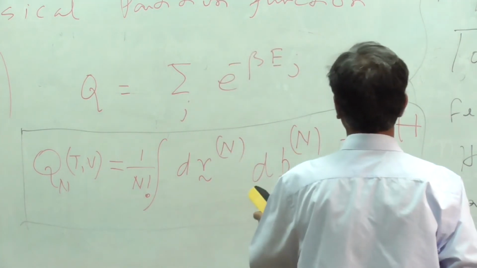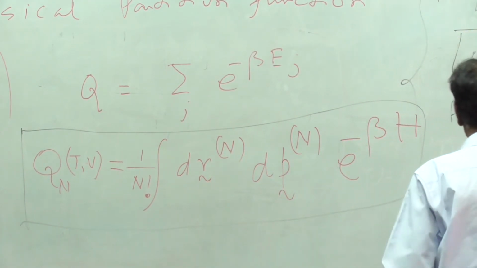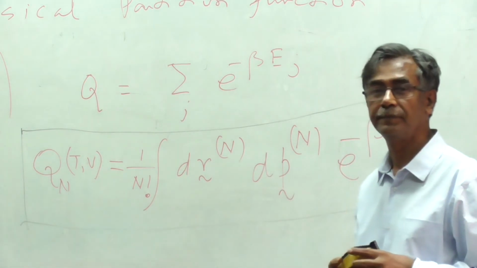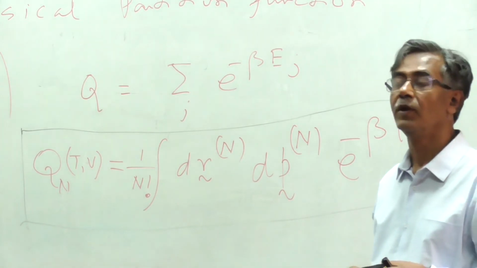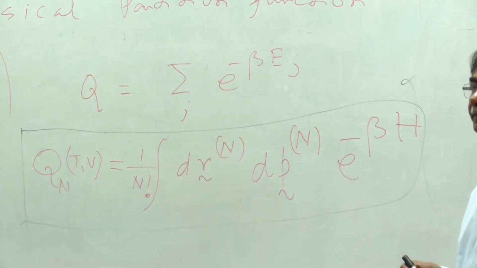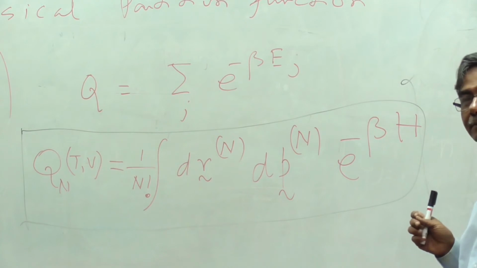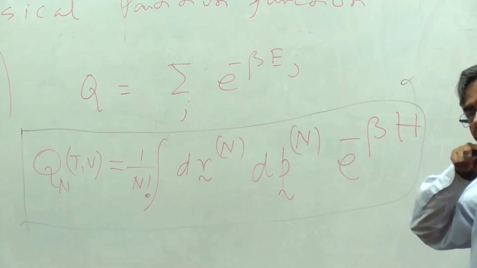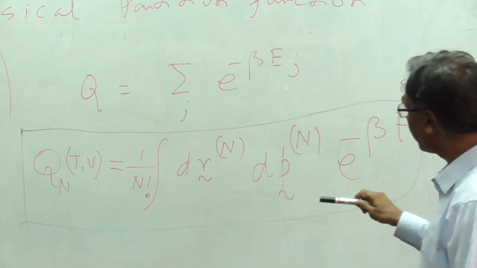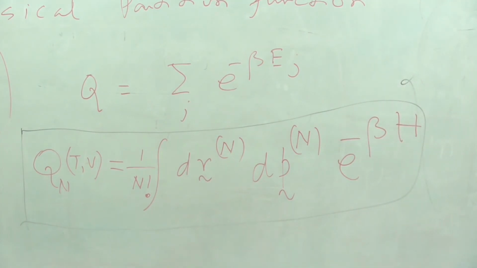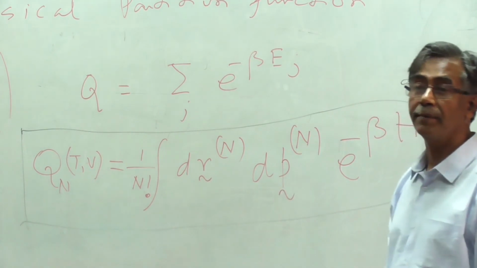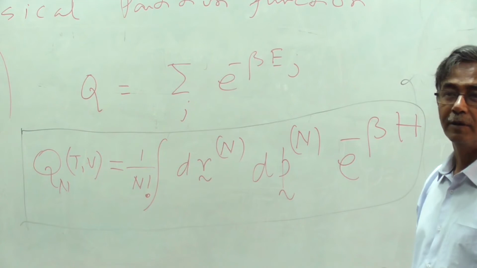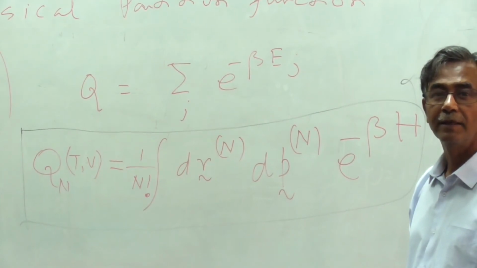I just want to draw your attention: what is the dimension of this partition function? What is the dimension of this quantity? Okay, forget about n, we will put n. So this one is the length and this is the momentum. You guys know the form. Say, who said h?